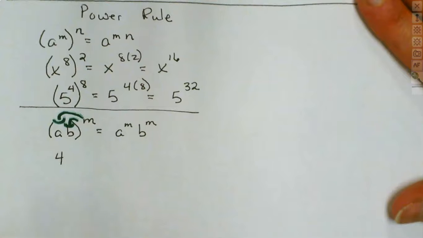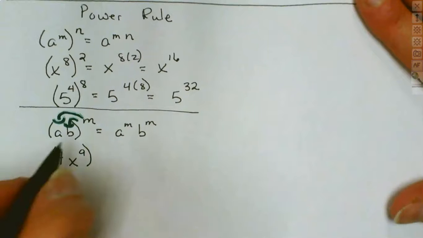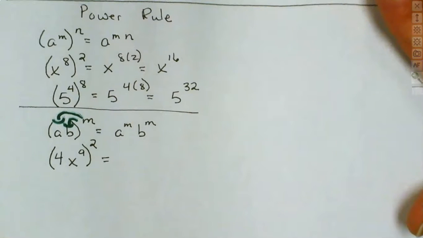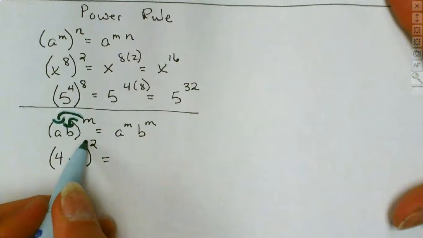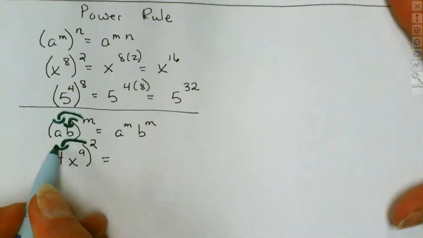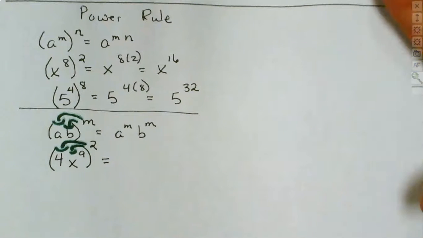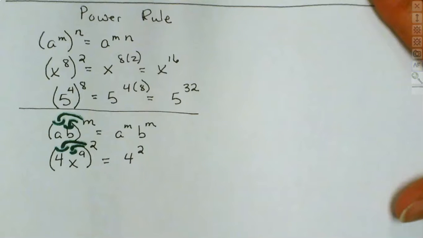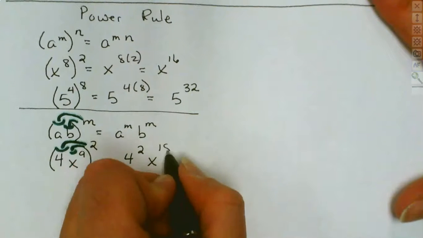How about 4x to the 9th power, all squared? Well, what are we going to do? We've got parentheses. So think about parentheses before. We're going to distribute them through. That comes out to be 4 squared x to the 18th power.